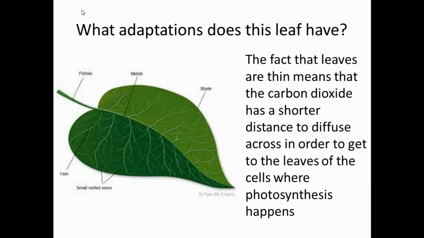Okay. They're also thin. So the benefit of them being thin is that when the gas that is needed for photosynthesis, carbon dioxide, comes from the surrounding air, it doesn't have that far to diffuse into the plant. It doesn't have a great distance to travel to get where it needs to go, okay, to get to the cells where photosynthesis is happening, okay, which we'll talk about in a minute.